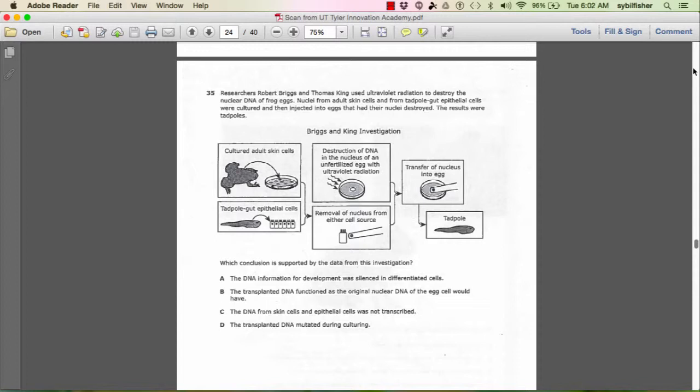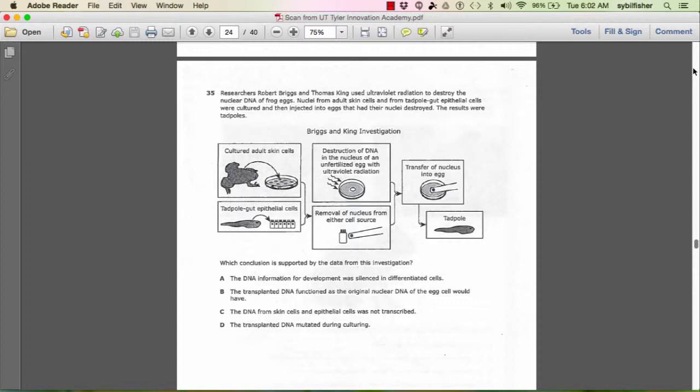Removal of nucleus from either cell source at the bottom middle, top middle, destruction of DNA in the nucleus with an unfertilized egg with ultraviolet radiation, top right, transfer of nucleus into egg, and bottom right, tadpole. Which conclusion is supported by the data from this investigation?